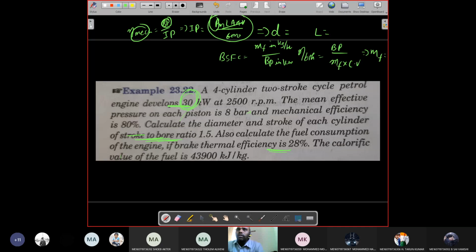Here I mentioned two-stroke also. You can see it is a two-stroke engine. Sir, they didn't say whether the 30 kilowatt is brake power. How to recognize it? Here he has given the mean effective pressure on each piston, that is, the indicated mean effective pressure inside the engine.